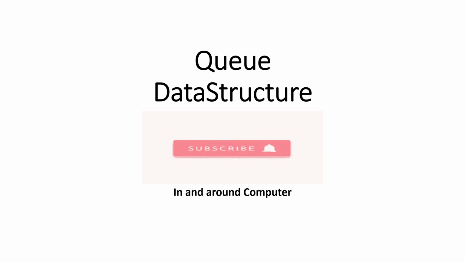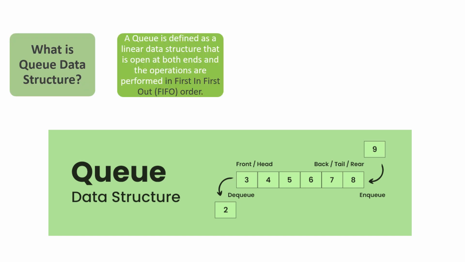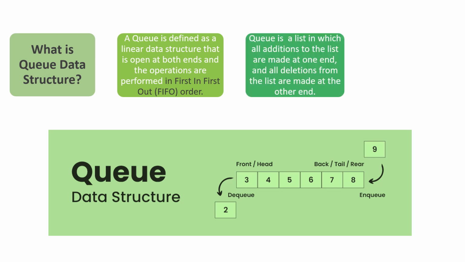In this video, we are going to see about the queue data structure. Queue data structure is a linear data structure that is open at both ends and the operations are performed in the first in first out order.